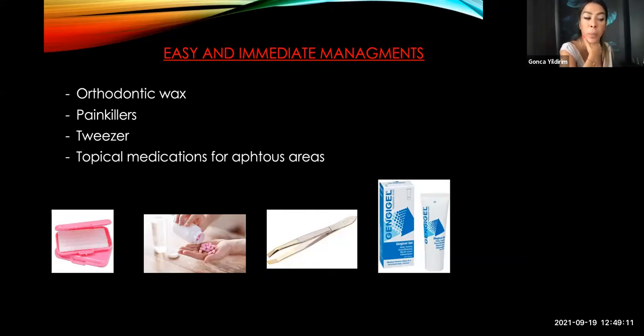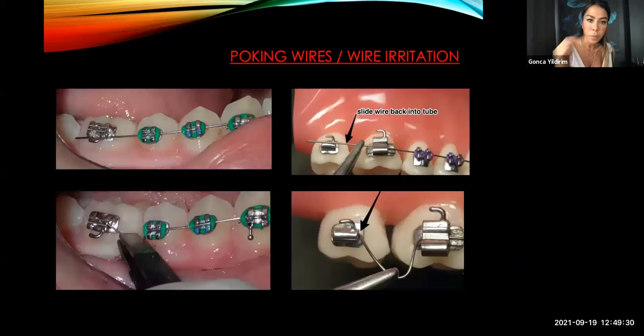In pandemic situations, the patients couldn't come to our clinic. That's why I always recommend tweezers for the poking wires, and I'm going to show how. And topical medications for aphthous areas, like Genji gel or Aftadur gels, for topical pain. For poking wires in pandemic situations and emergencies, the tweezer should be held like this, as you see, and the wire should be bent like a curve and placed into the tube in this area.